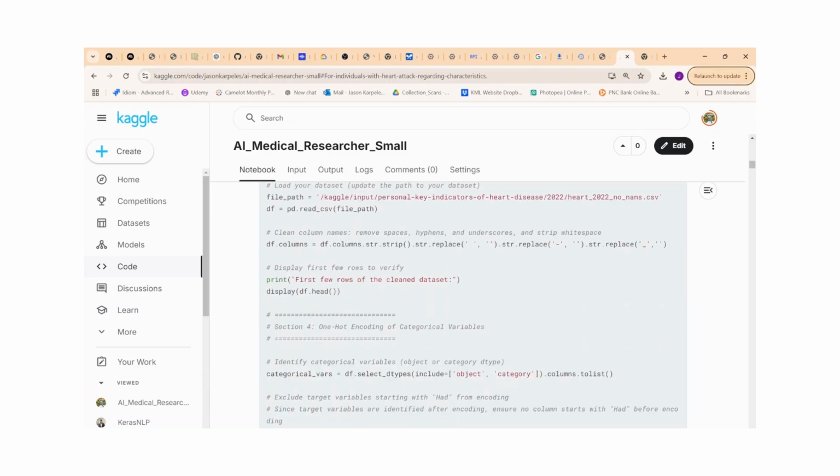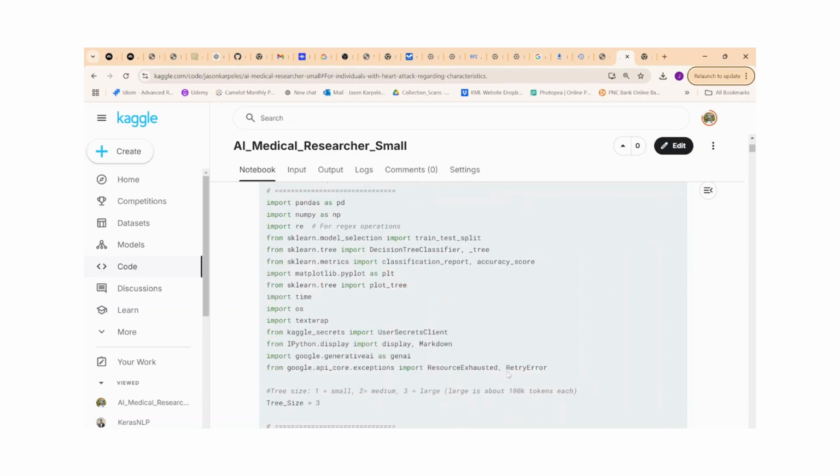The dataset we're using is a Kaggle dataset called Personal Key Indicators of Heart Disease 2022. Heart 2022, no NaNs. It has about 40 variables, and it has much more than heart disease, so we can actually understand the ailments in a lot of different dimensions, which we will go over in this analysis.